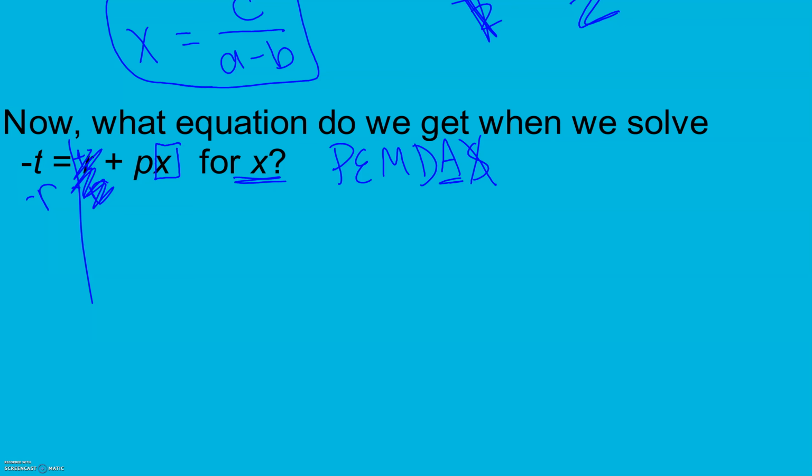The minus t minus r, there's nothing I can do there to put those together because they're not the same variable. If they'd have both been the same variable, we could have subtracted. But they're not, so we have to leave them separate. They do not have the exact same variable part.